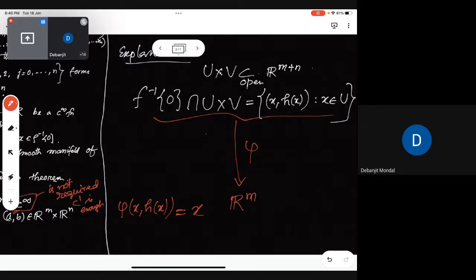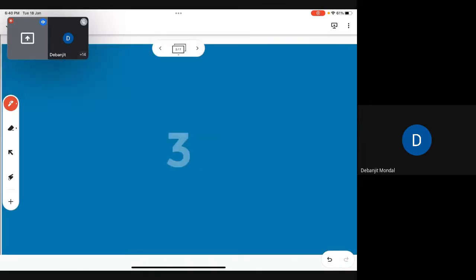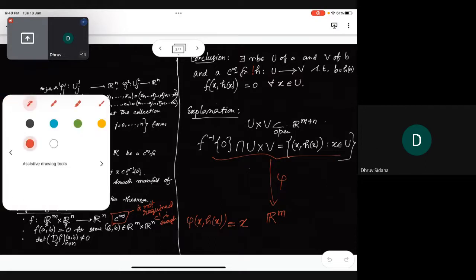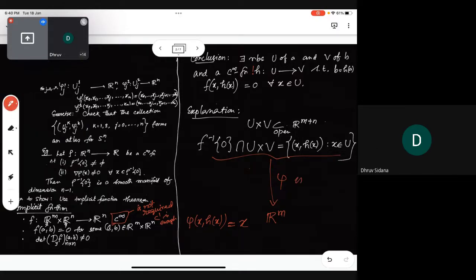Okay, let's look at a simple example, which is the previous example. It gives a chart by just projecting to x. You see this is a one-to-one map, and its inverse is also continuous: you pick an x here and you get (x, h(x)). So this phi is actually a homeomorphism. So this gives you a chart.